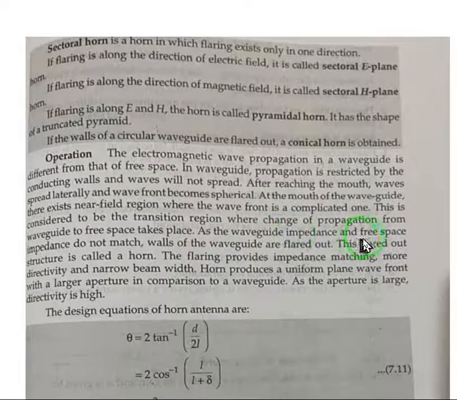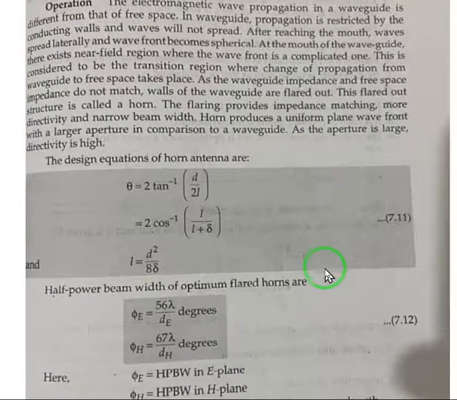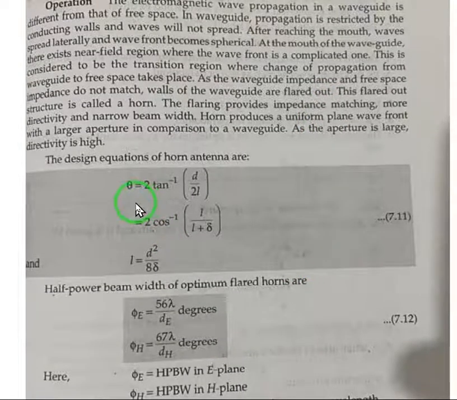As the waveguide impedance and free space impedance do not match, the end of the waveguide is flared out. This flared out structure is called the horn. The design equation of the horn antenna is given as theta is equal to tangent inverse of d over 2L. After simplification, it becomes L is equal to d square over lambda.